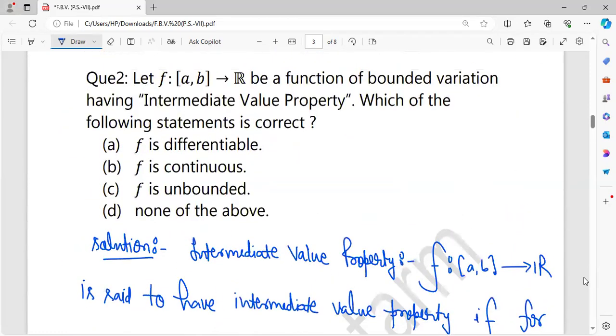So in this question, which option is correct? Option number B is correct. Whether option number A is correct? No, option number A is not correct. Why? Because you see this function f(x) is equal to square root of x on [0, 1]. So this is a monotone function, so this is a function of bounded variation.